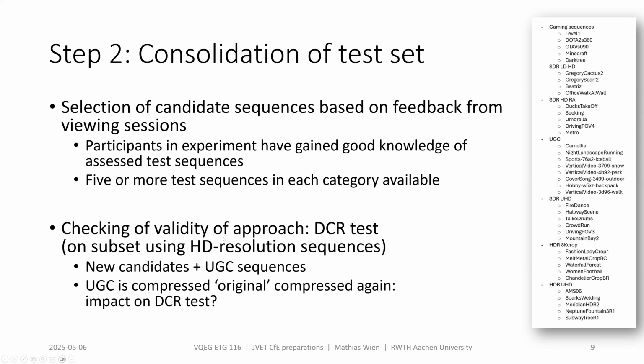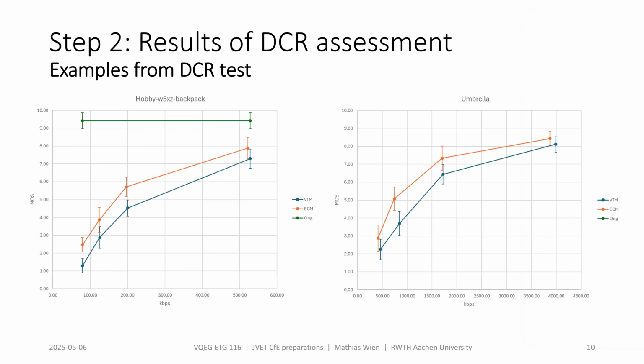And then we did a final test in this ad hoc group meeting with a DCR of HD resolution sequences, where we included some new candidates and some of the UGC sequences. And the question that we wanted to answer is, did this method result in meaningful rate points for the purpose of the call for evidence? And then we also wanted to learn a bit about how the UGC may behave, where we would have not the compression of an uncompressed source, but of a compressed source, right? So this is the idea, since many applications have this kind of task there.